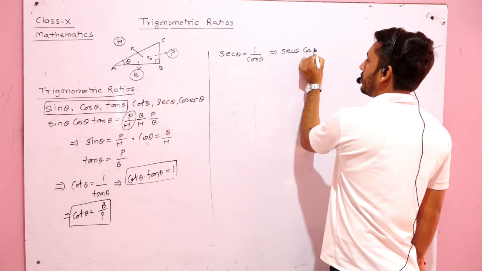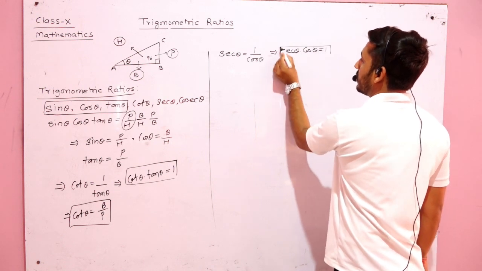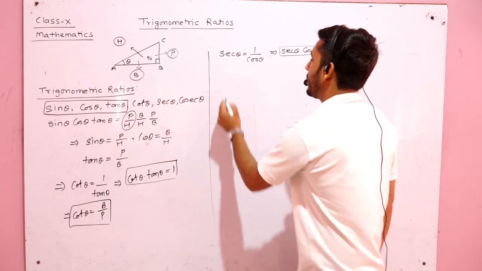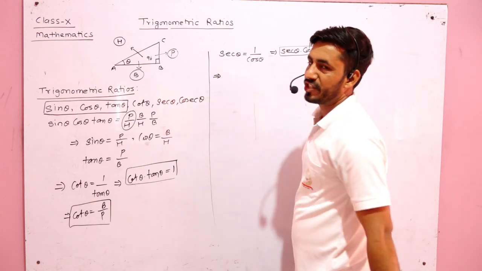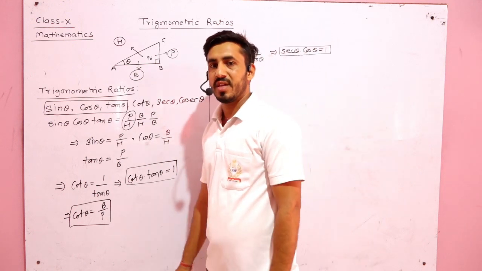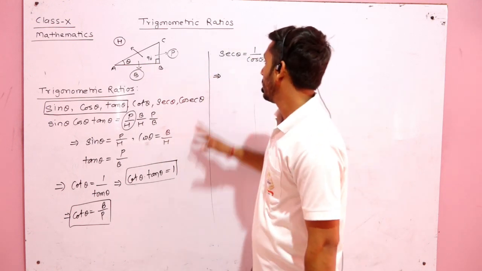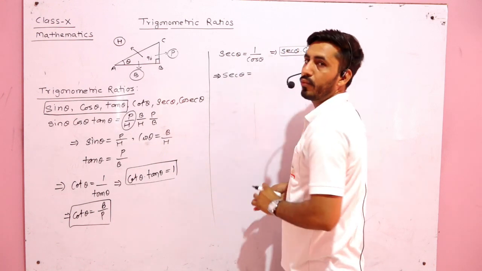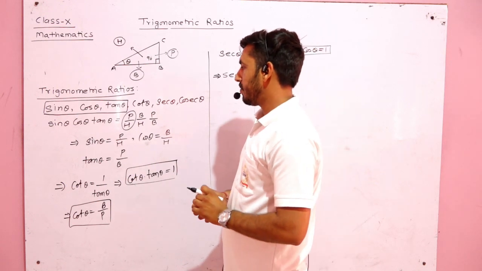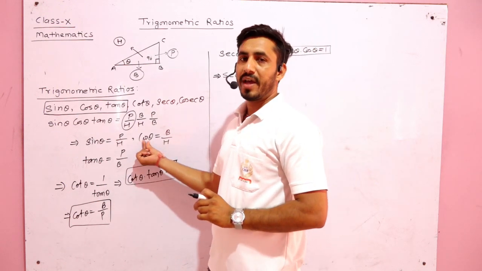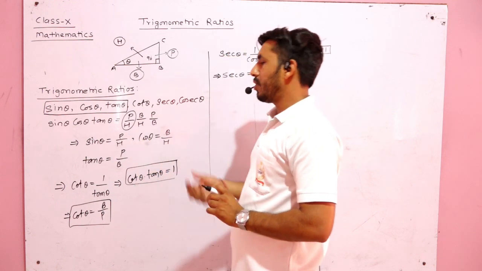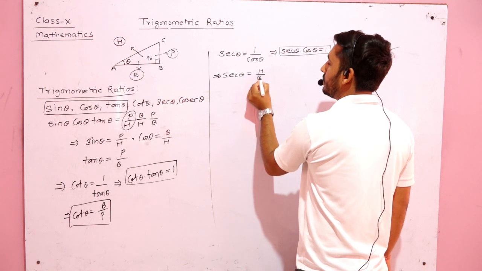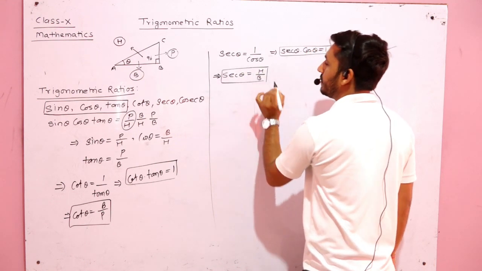From here we can get the relation sec theta dot cos theta is equal to 1. The next relation is obtained like this. And from here, if I want to find sec theta in terms of the three sides, then sec theta is equal to 1 upon cos theta. What is the value of cos theta? From here I can see directly cos theta is equal to B upon H. Then the value of sec theta will be H upon B. This is the next relation.